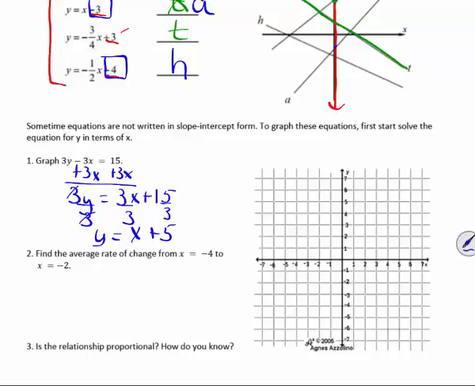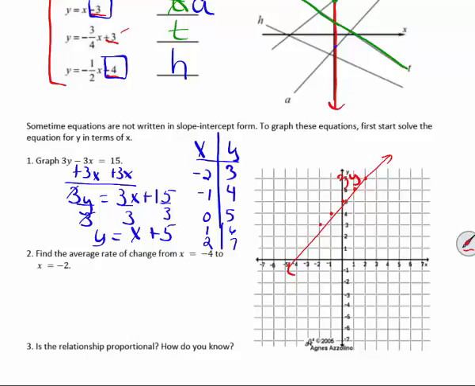So now you can pull up a table of values if you want to put it in your calculator. So we're going to have -2, -1, 0, 1, 2. So I have -2 is 3, -1 is 4, 0 is 5, 6, 7. So now when I graph it, 1, 2, 3. There's my graph, which is 3y plus 3x equals 15.